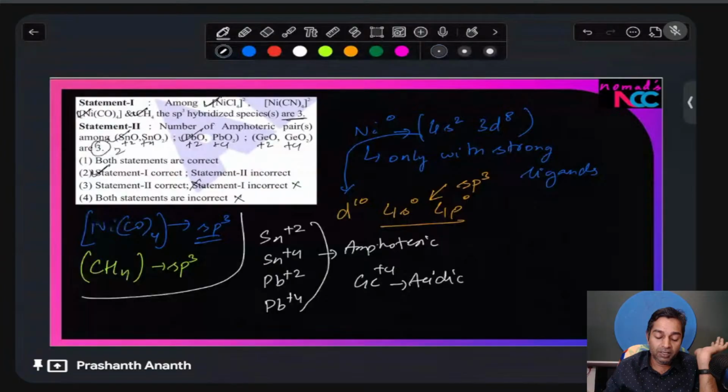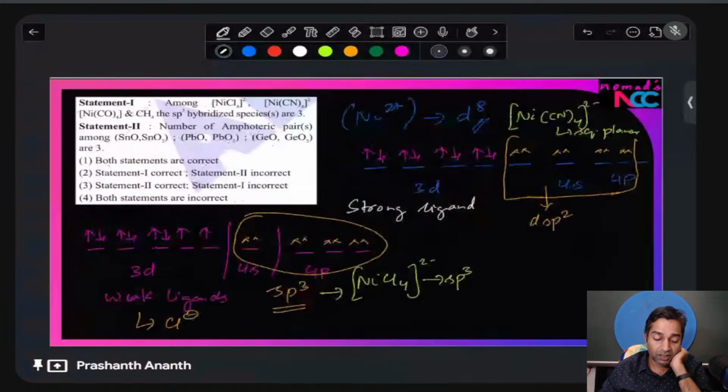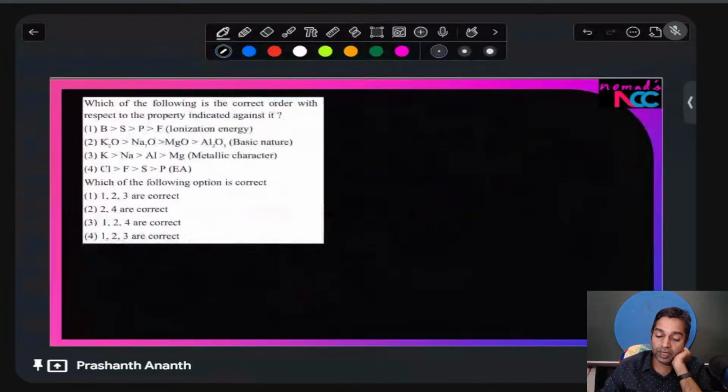So in this case, statement 1 is correct, statement 2 is incorrect. So the answer has to be option 2 here. Okay, all right. So the answer is option 2. Next question here. This is also something which might go to the next page, so let me just duplicate this as well and keep it.